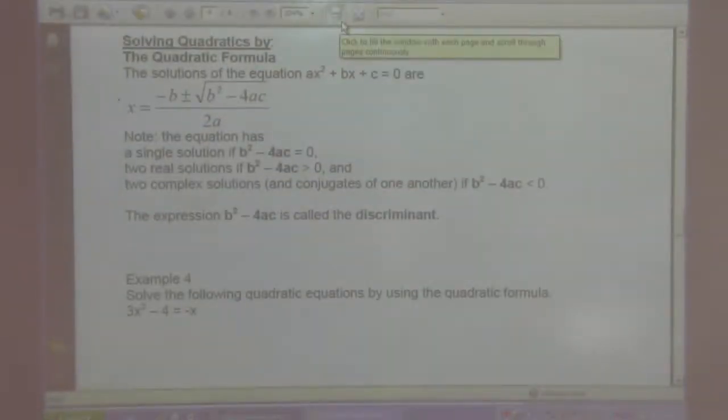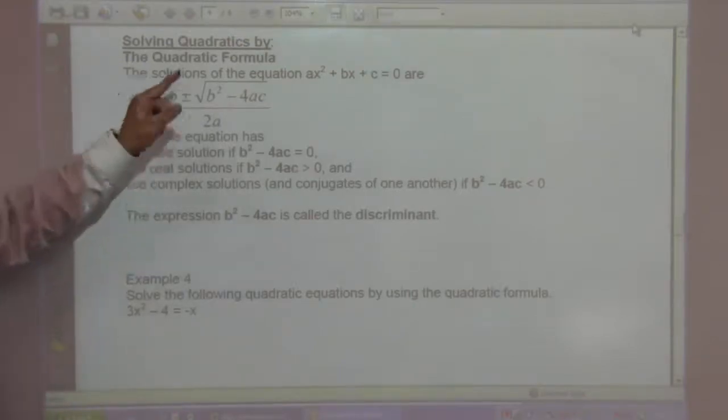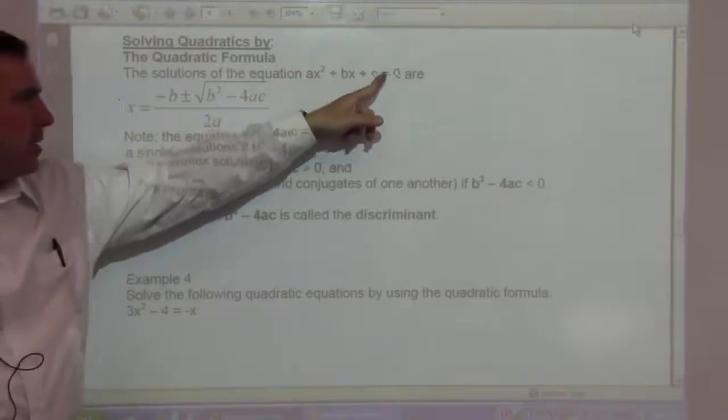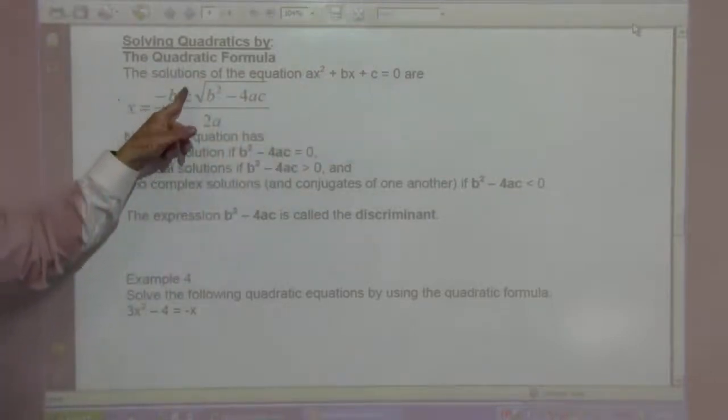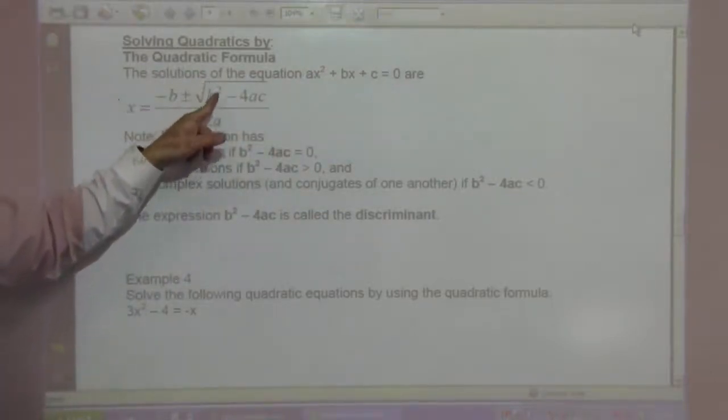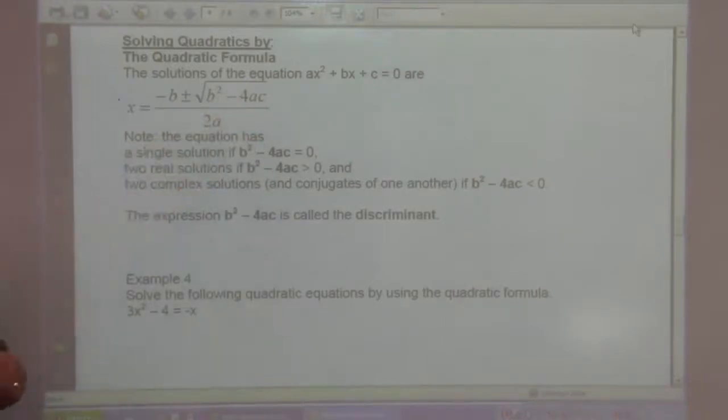Next, solving quadratics by the quadratic formula. Now the quadratic formula: the solutions of the equation ax squared plus bx plus c equals 0 are x equals negative b plus or minus the square root of b squared minus 4ac all over 2a.